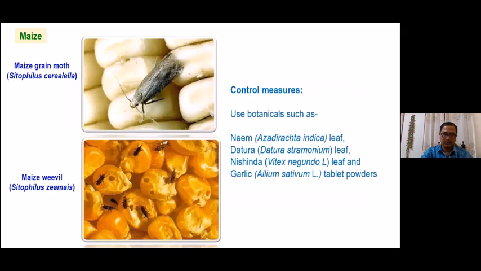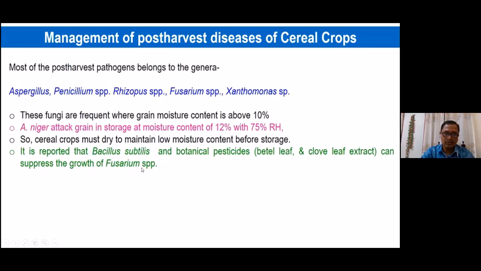Then I will show you some organisms that can infect the crops in the store. Some of them are Aspergillus, Penicillium, Rhizopus, Fusarium. These sorts of organisms infect the crops in the storeroom. These fungi are frequent where the moisture is above 10%. Therefore, all grain, rice, wheat, maize, needs to be dried to less than 10% moisture when keeping the crop.